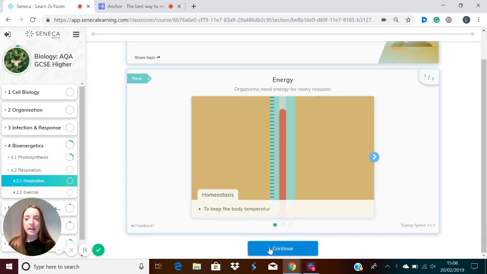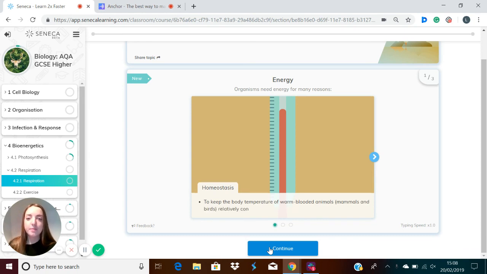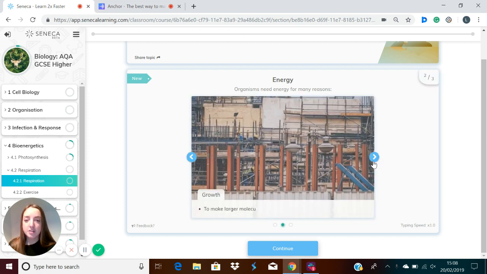Right, today we're going to look at respiration for AQA Biology GCSE. So we're going to look at energy. Organisms need energy for many reasons. One reason is for homeostasis, because we need to keep the body temperature of warm-blooded animals, which are mammals and birds, relatively constant. Another reason we need energy is for growth, to make larger molecules from small molecules.